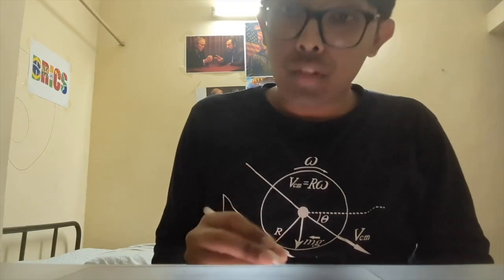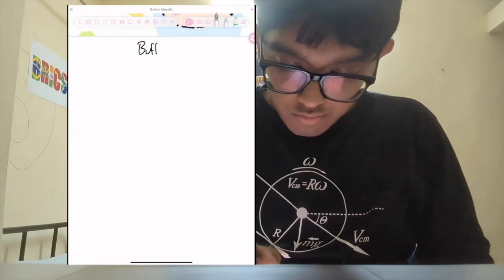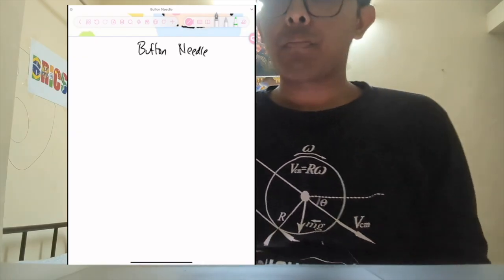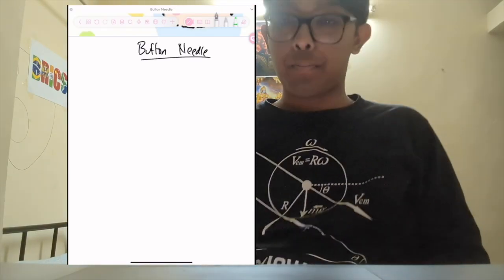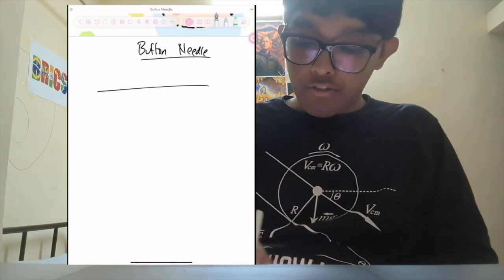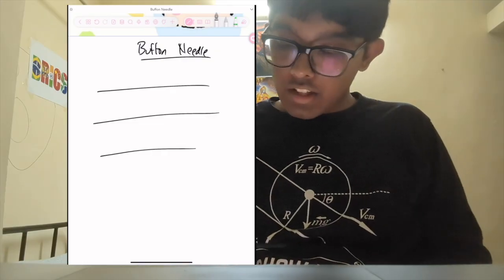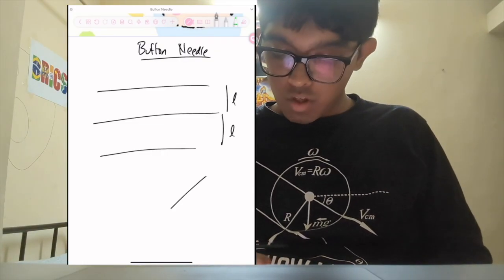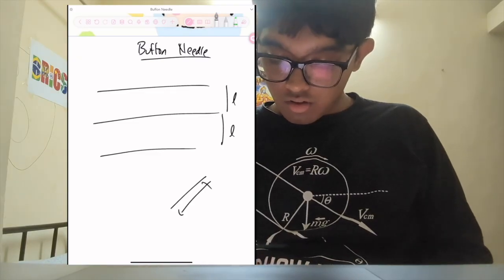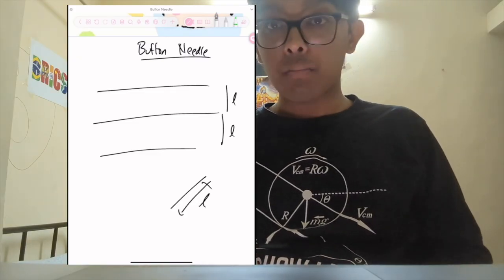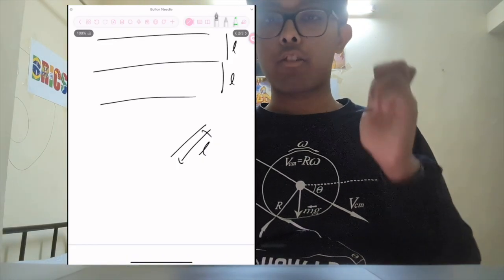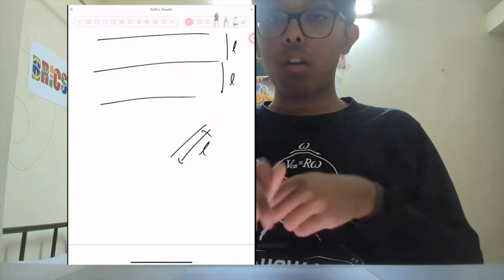Okay, so the Buffon Needle. What is the idea of this? We have infinite parallel lines which are L meters apart, and we have one needle which is also of length L. Now we drop it. What are the characteristics which define this needle when it falls?